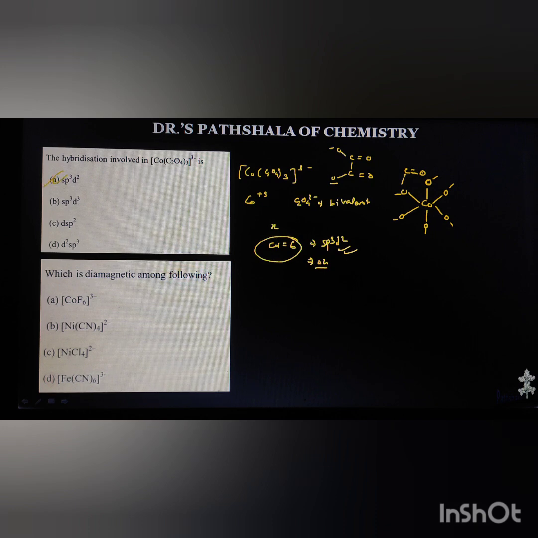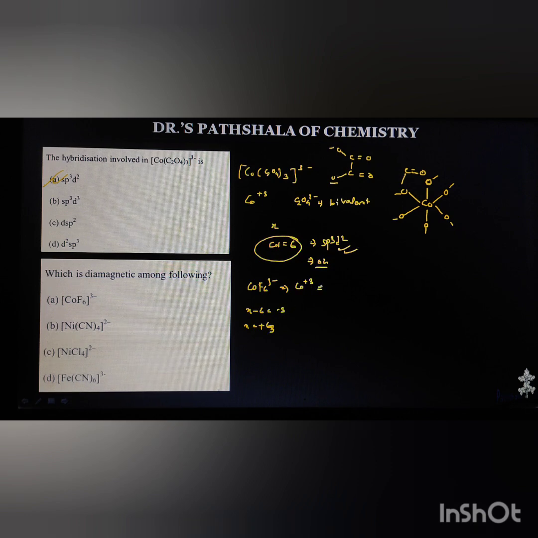The next question: which is diamagnetic among the following? First of all, we have to determine the oxidation state of each complex, then find out the number of unpaired electrons. So for [CoF6] 3 minus, cobalt is in the +3 oxidation state. We can easily determine that X minus 6 is equal to minus 3, so X equal to plus 6. Sorry, plus 3. That's why the oxidation state is 3.